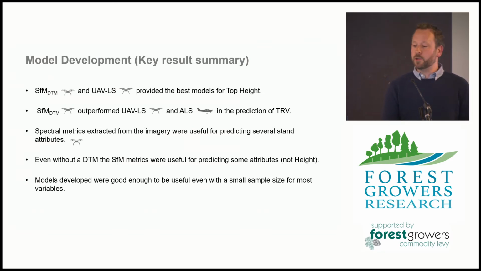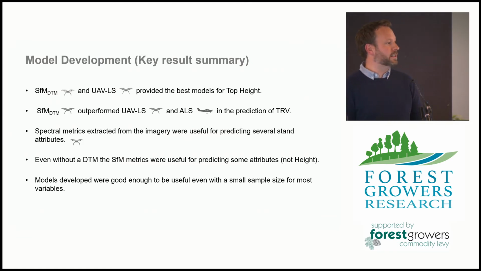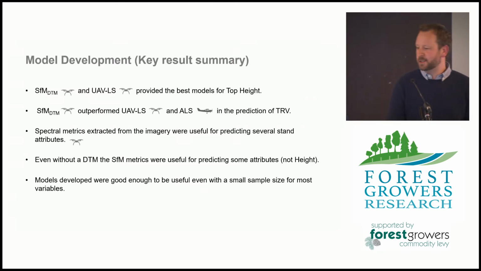We found that the spectral metrics, which we extracted from the imagery, were useful for predicting several stand attributes. So not just the structure that we were able to derive about the canopy, but also the color of the canopy as well, so its greenness or whatever it might be. We found that even without a terrain model, the structure from motion metrics were useful for predicting some attributes, although perhaps unsurprisingly not height.